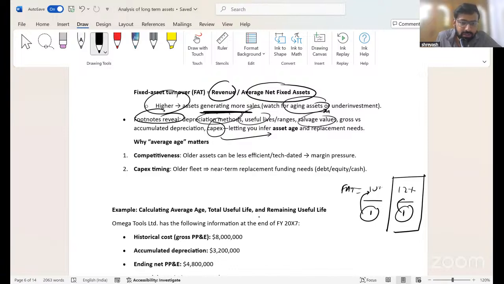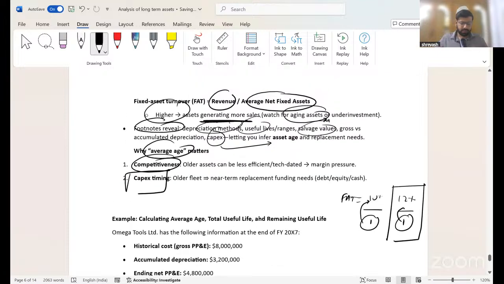Older assets might reduce your competitive edge, right? Older assets will also trigger a capex requirement for your company. If capex is going to happen, that means you have to incur capital expenditure. That means you will need money. That means you might have to raise debt, equity, or probably preference capital, or some other way you'll have to arrange for funds.